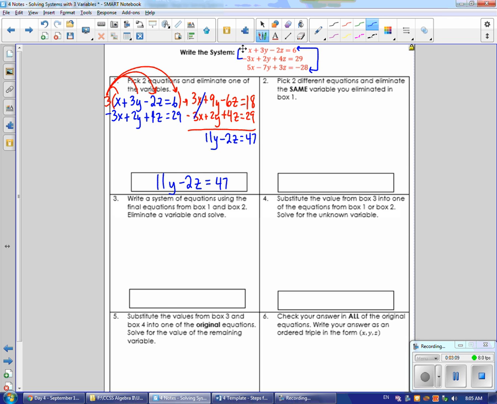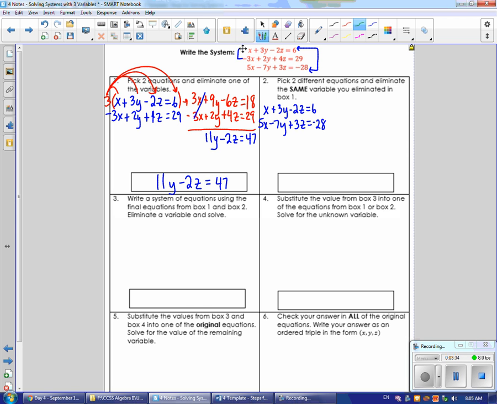And then in step 2, again, I want to eliminate the x again. And it's going to be easier if I continue to use the equation that has the x with a coefficient of 1. So again, I'm going to write that down. I'm going to combine my first equation, x plus 3y minus 2z equals 6, with the third equation, 5x minus 7y plus 3z, and that's equal to negative 28.